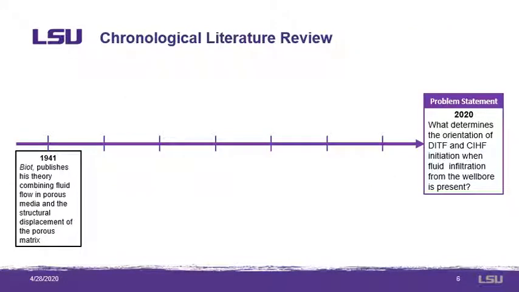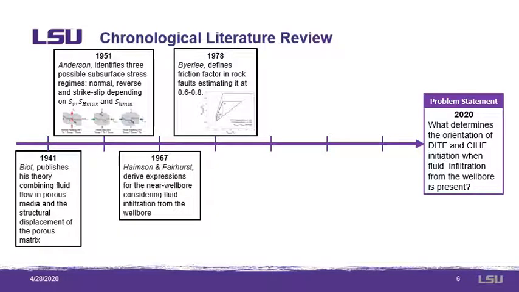This slide shows a chronological series of the main literature milestones in regards to this topic. We begin in 1941 when Biot combined structural displacement analysis with fluid flow to derive his theory of linear elasticity. In 1967, Heimson and Fairhurst from University of Minnesota used Biot's theory to modify the Kirsch near wellbore stresses such that they take into account fluid infiltration from the wellbore.